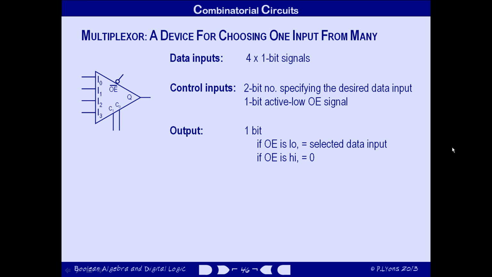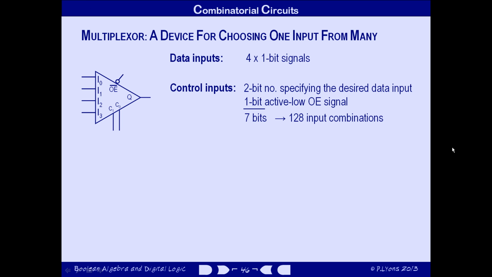In this example there are 4 data inputs, so the control inputs come in on 2 wires, since a 2-bit binary number can be used to identify one of 4 alternative inputs. We can see that there are 7 bits of input in total, so the truth table would have 128 rows if it were drawn out in full. Clearly, we want to avoid having to draw a truth table as big as that, so we take advantage of the regularity of this device to abbreviate the truth table and reduce the number of rows.